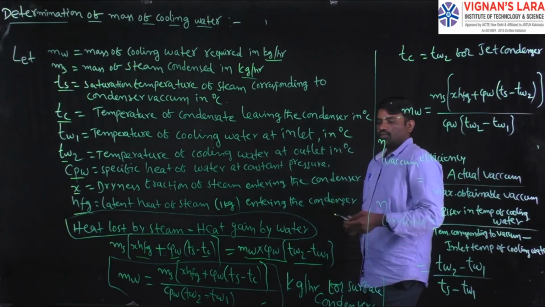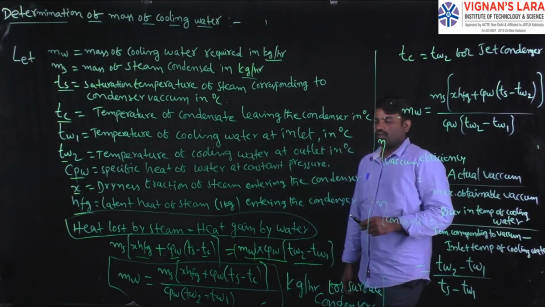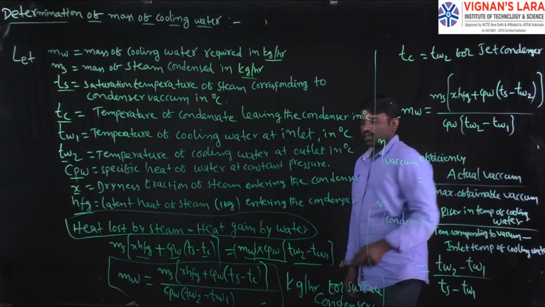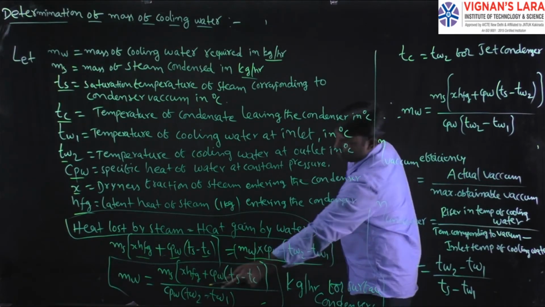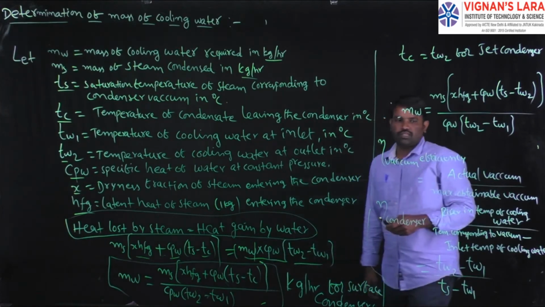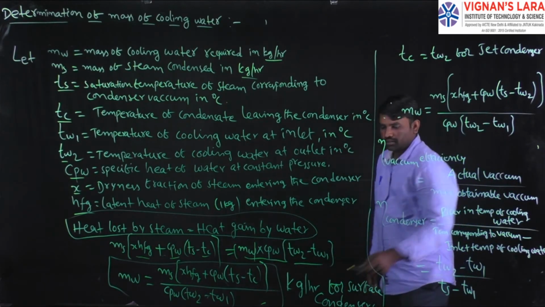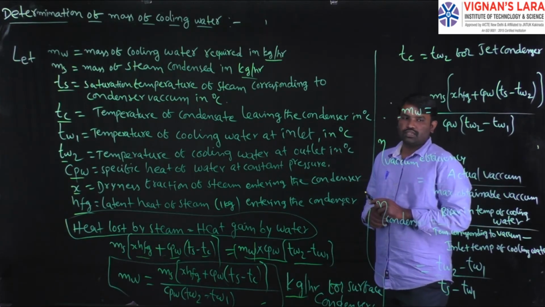We require the mass of cooling water, so mw quantity we have to find. mw is equal to ms into x into hfg plus cpw into (Ts minus Tc), divided by cpw into the temperature rise of cooling water during the condensation process. This is only for surface condensers.